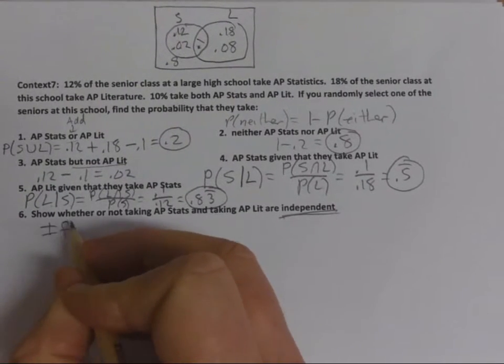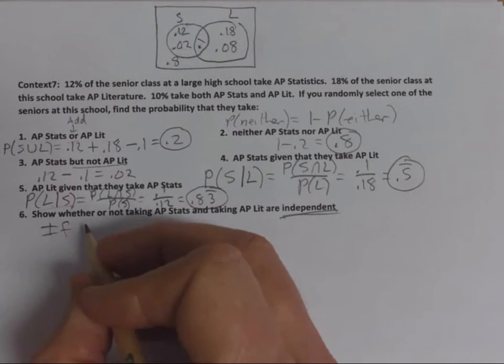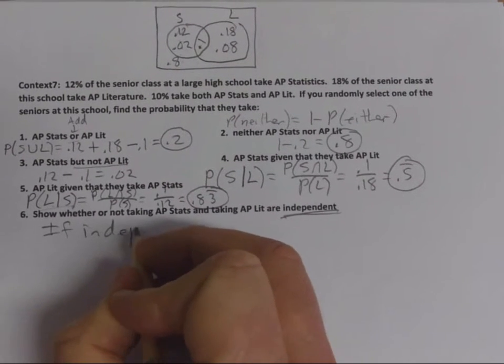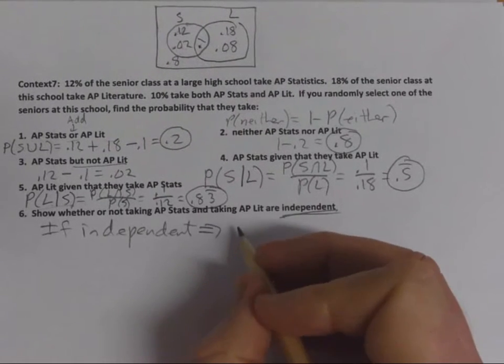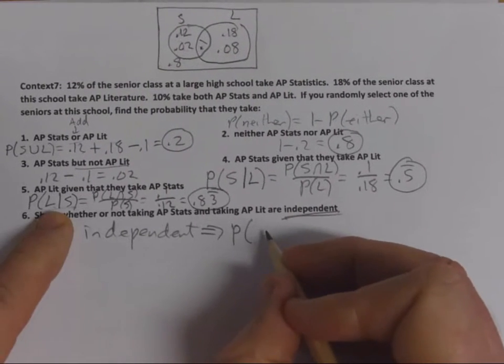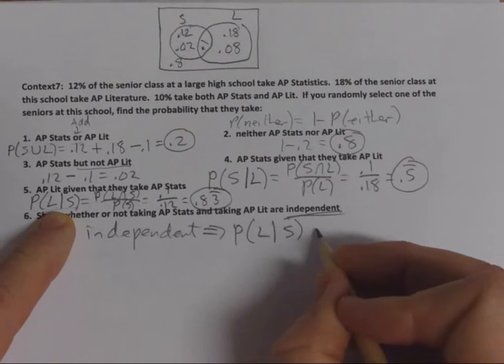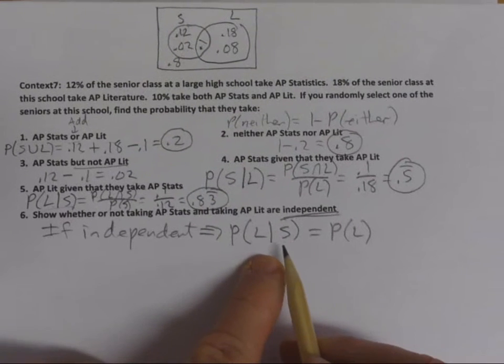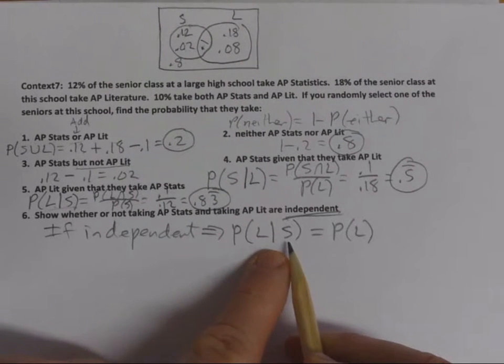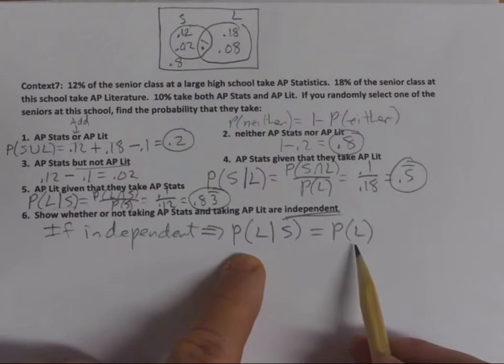If they're independent, let's just take this conditional probability. If they really have nothing to do with each other, they don't influence each other at all, the probability someone takes Lit given Stats is just going to equal the probability that they take Lit. It doesn't matter whether they take Stats or not. The probability they take Lit is just the probability they take Lit.